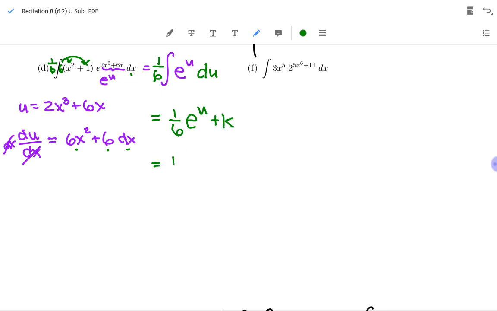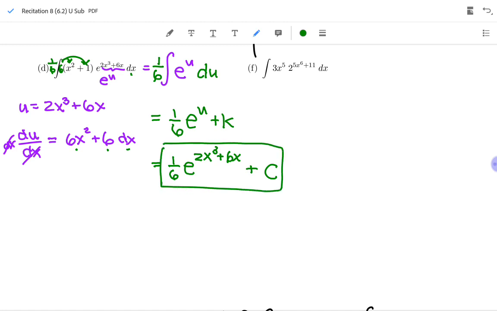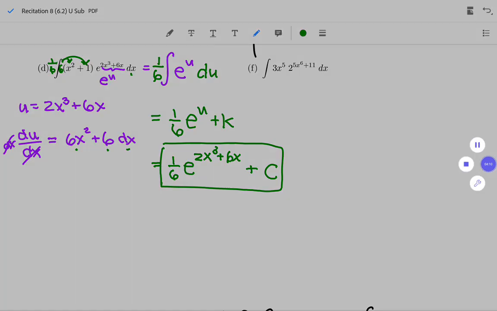Last step after you integrate is to sub back in for x's. So 1/6 e to my u, which was this 2x cubed plus 6x. And then I have a plus c at the end. There is my first exponential one. See if you can start the next one before you watch the video.